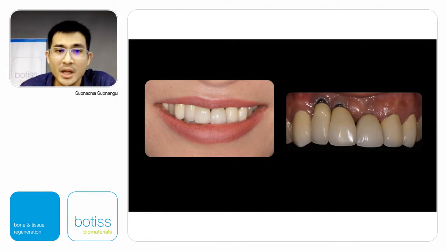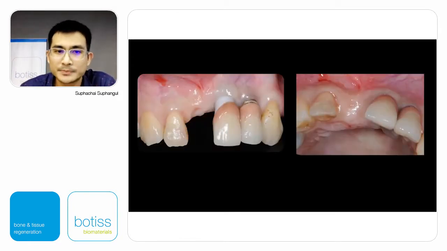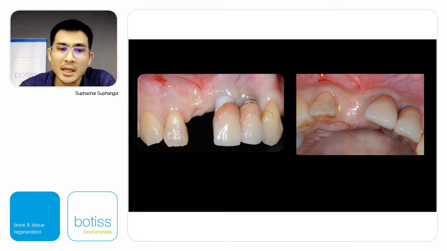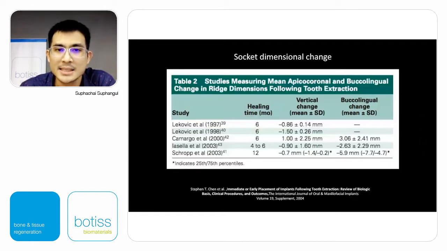In this case also, the white aesthetic score looks really good, but you can see on the right side they have recession of both soft and hard tissue. Or in this case, previous dentists tried to make it aesthetic with a zirconia abutment or even a gold abutment. However, if we do not respect the biology, we will get aesthetic complications like this.